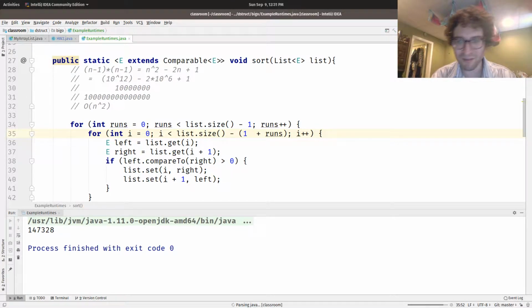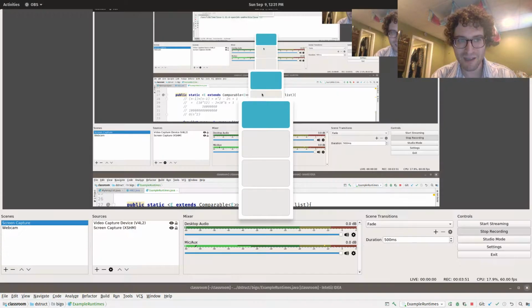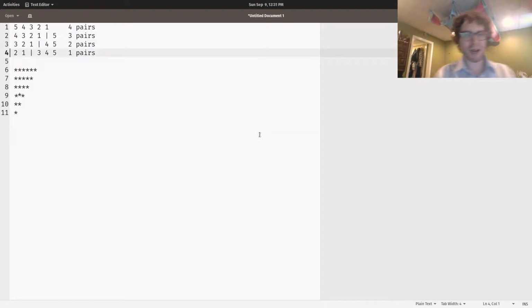Okay, so we're going to run this, and we're going to see that it really doesn't make too much of a difference here. But right now I'm going to show you why. So this was if we had 7 items.